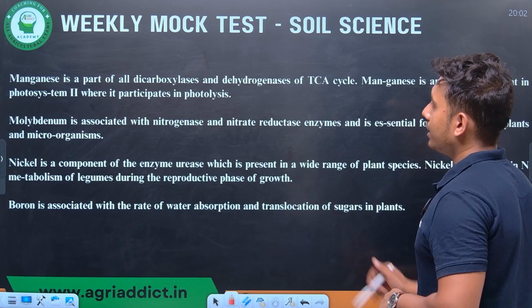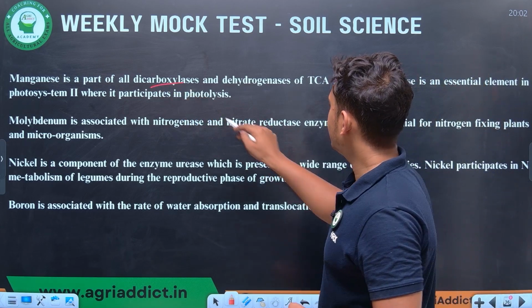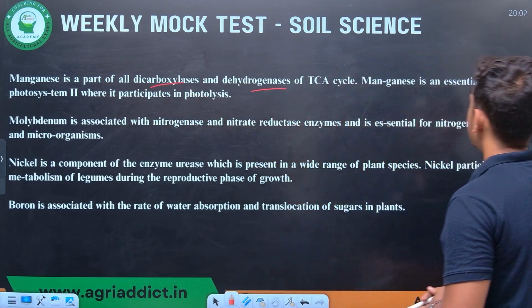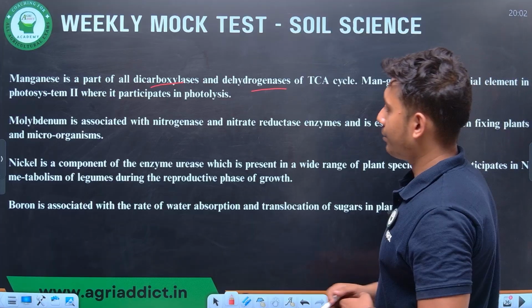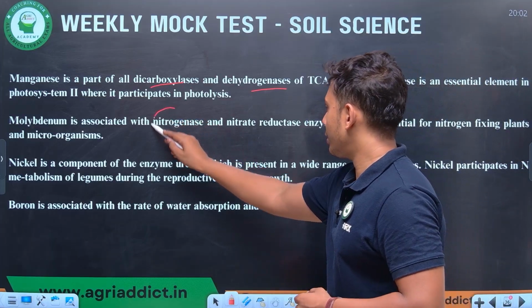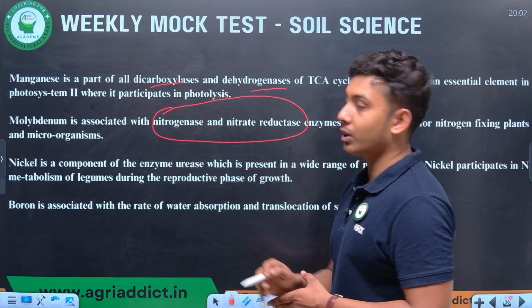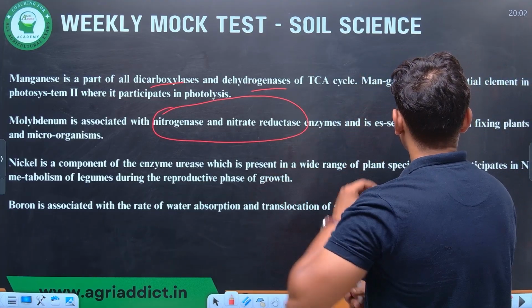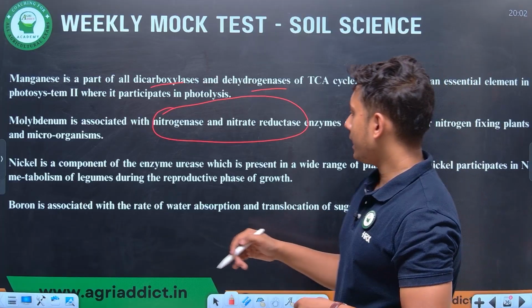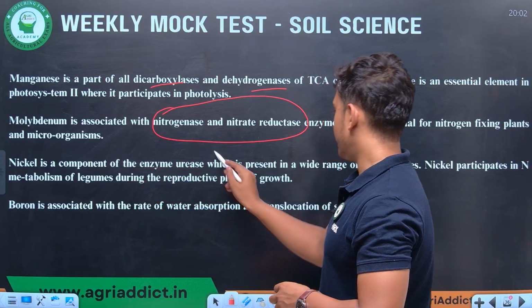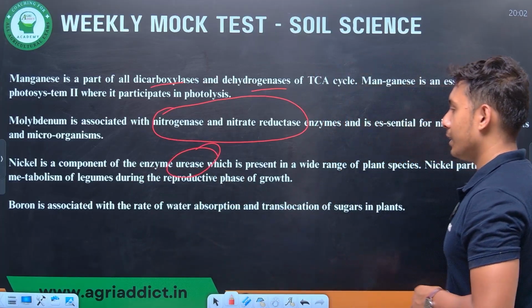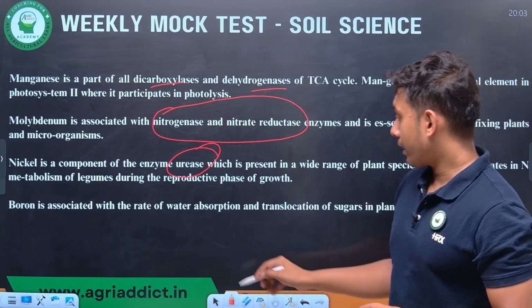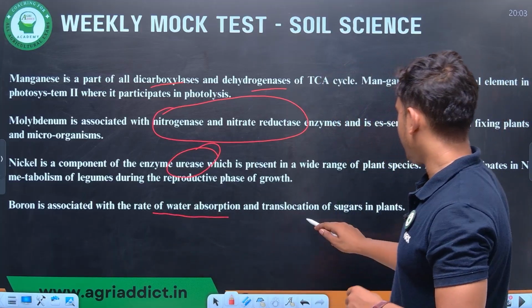So manganese is associated with decarboxylases and dehydrogenases of the TCA cycle. Molybdenum is associated mainly with nitrogenase and nitrate reductase. Molybdenum is very important. It is associated with nitrogenase and nitrate reductase enzymes. Then nickel is a component of urease enzyme. And boron is associated with the rate of water absorption and translocation of sugar.